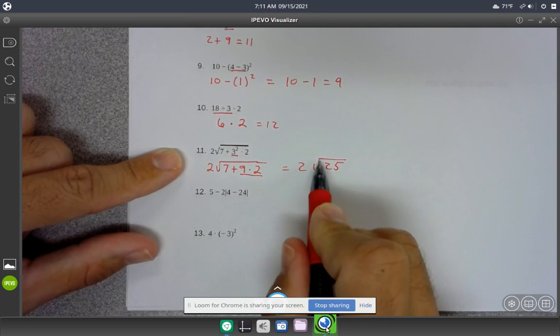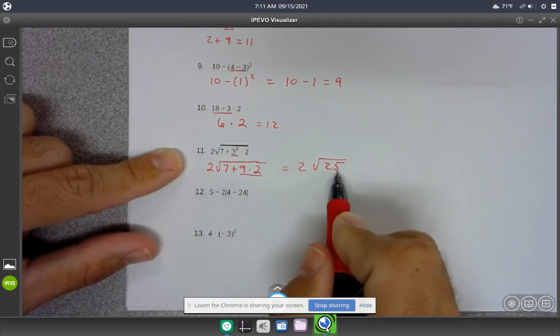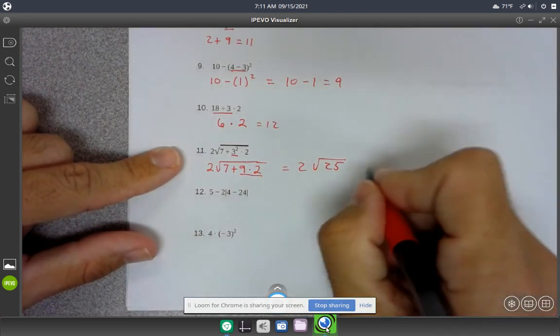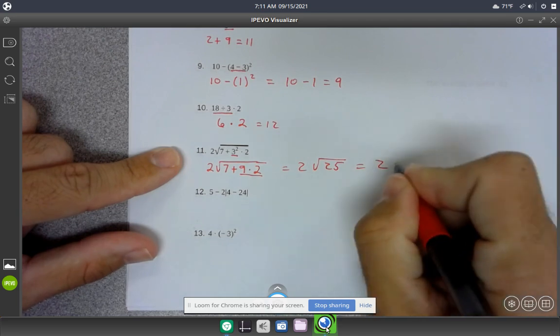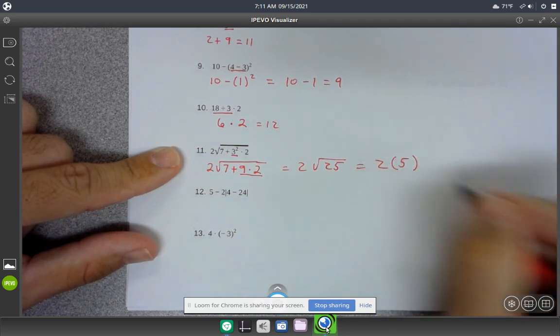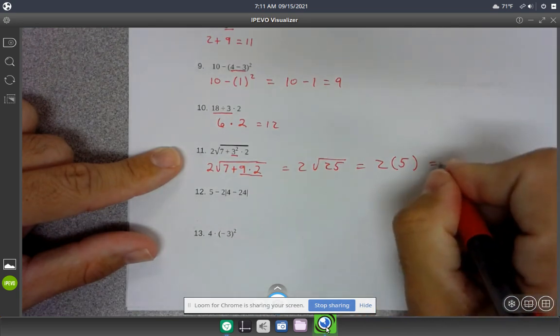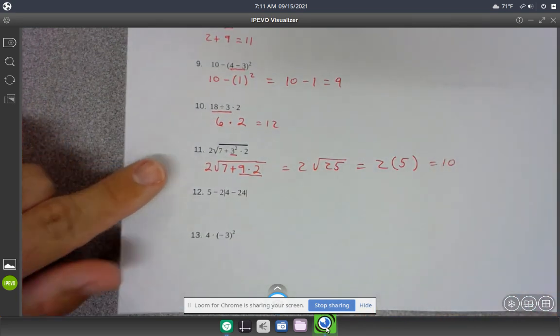Now, the square root, that's what this is, not a division bar. The square root of 25, that's equal to 5. That's, what number times itself gives you 25. So the square root of 25 is equal to 5. And then you can multiply these. 2 times 5 is 10.